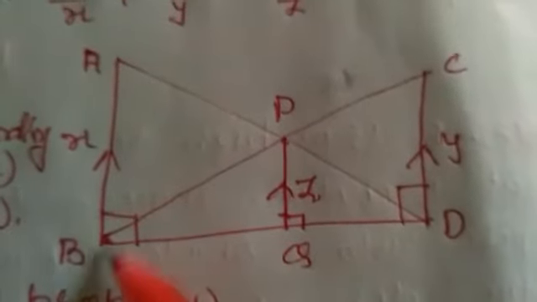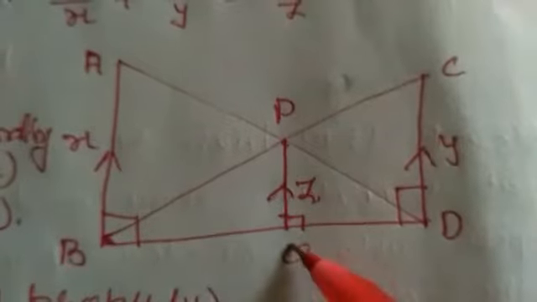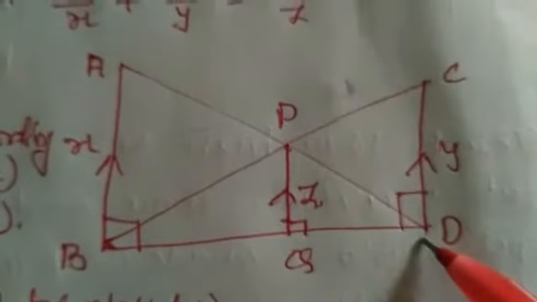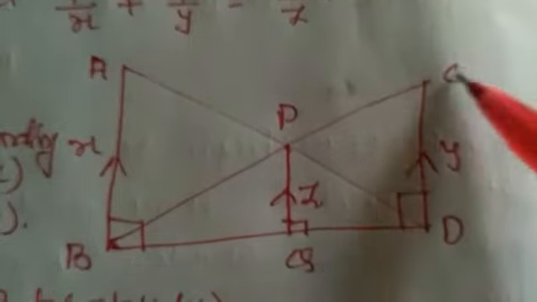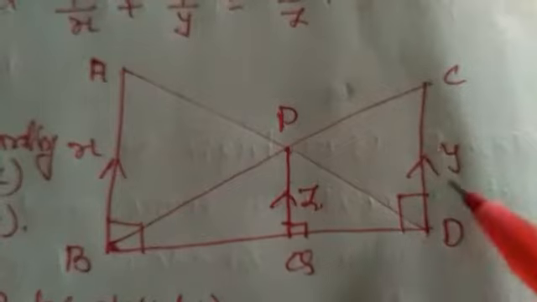Let's see the figure. This is your figure. In this figure, it is given that AB parallel to PQ parallel to CD, and the measurement of AB is given X, PQ as Z, and CD as Y. This is the measurement of AB, PQ and CD. Now we have to prove that 1 by X plus 1 by Y equals 1 by Z. This is to be proved.